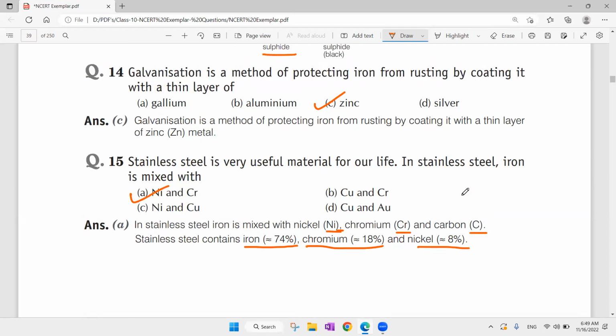Are there any doubts from 11 to 15? No doubt, sir. No, sir. Pranati? Pritika? No, sir. Monica? Right.